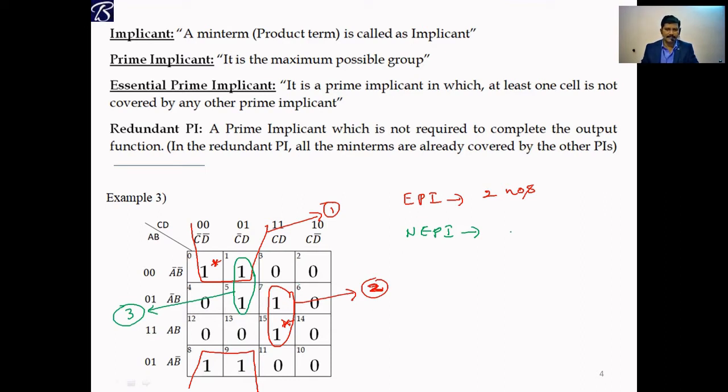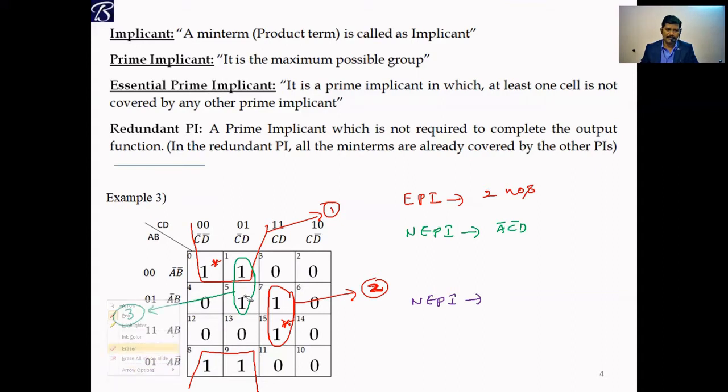Non-essential prime implicant here is the minterm 3. Minterm 3, how we can write? This is a common A bar, C bar D. A bar, C bar D is non-essential prime implicant. Non-essential prime implicant is nothing but a prime implicant which has two or more options to complete the output function. Okay. So this is one non-essential, and also, if you remove this third one, we can also complete.